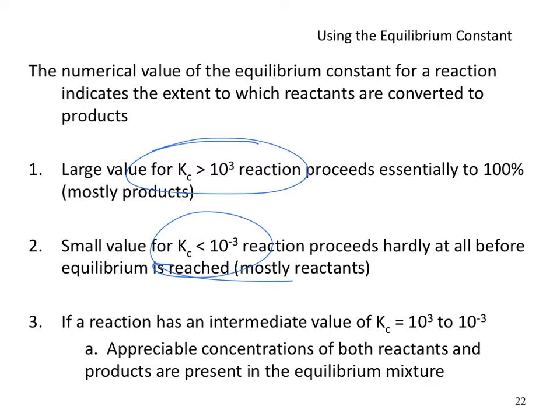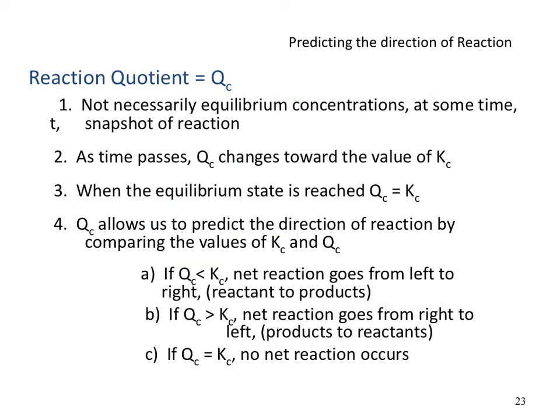So again, K value higher than 1,000, primarily products; K value less than 0.001, primarily reactants. Any value in between, like 98 or 0.98, would mean you have appreciable amounts of both reactants as well as products. All right. Let's then talk about reaction quotient and what that is.